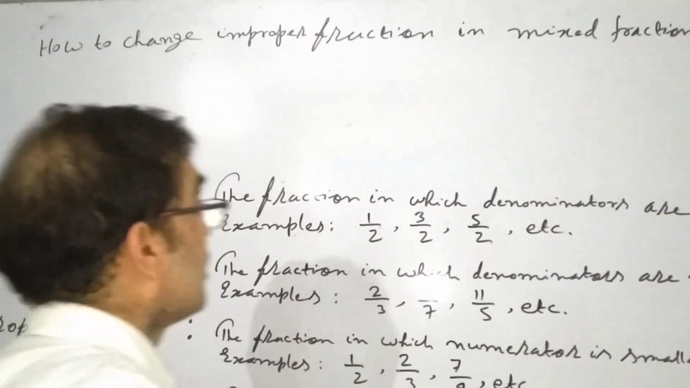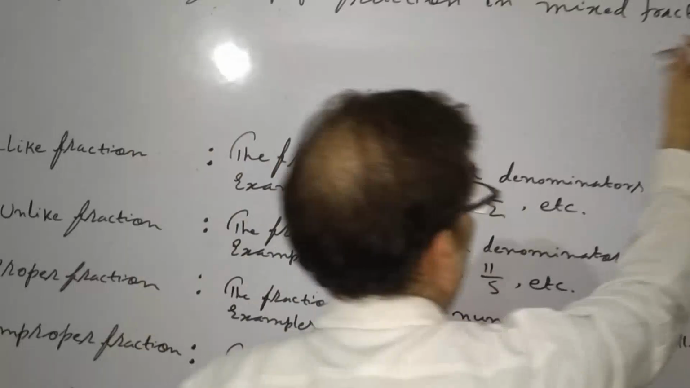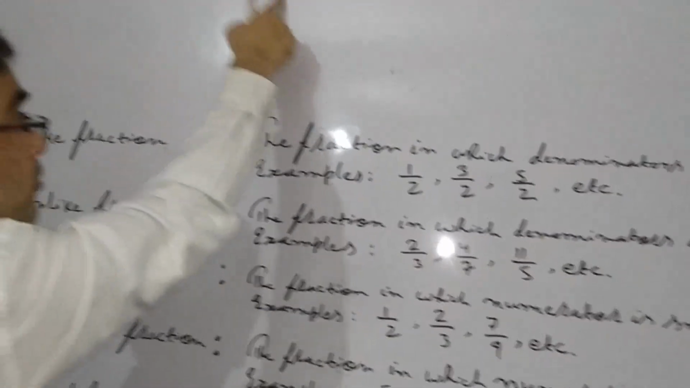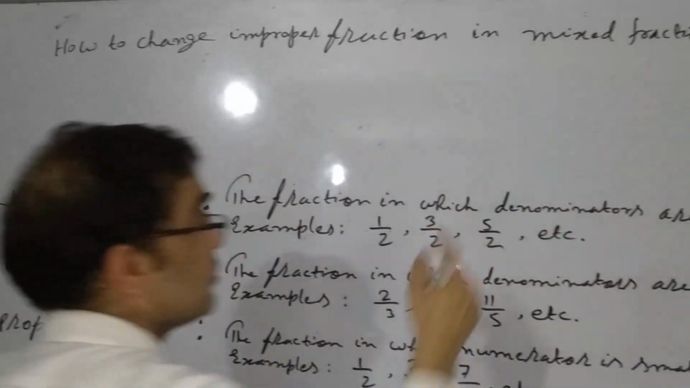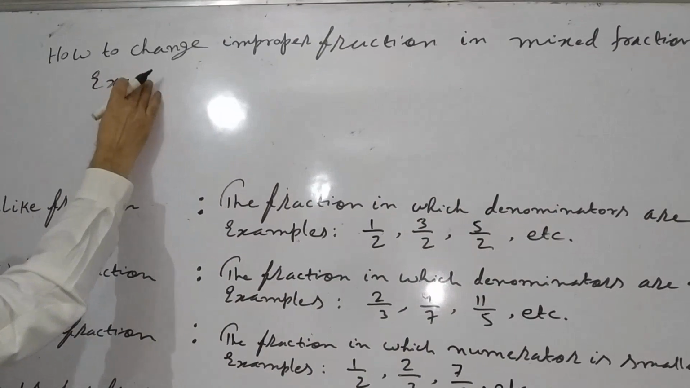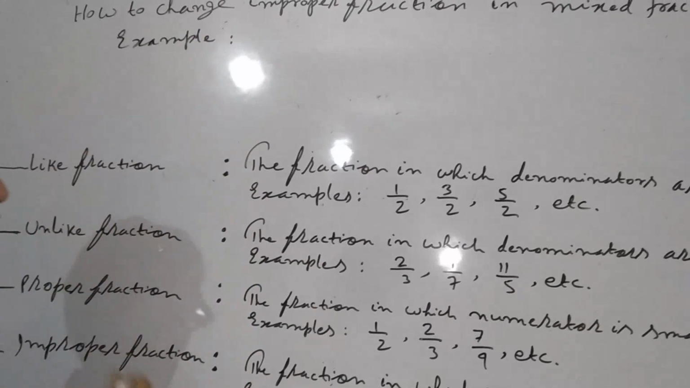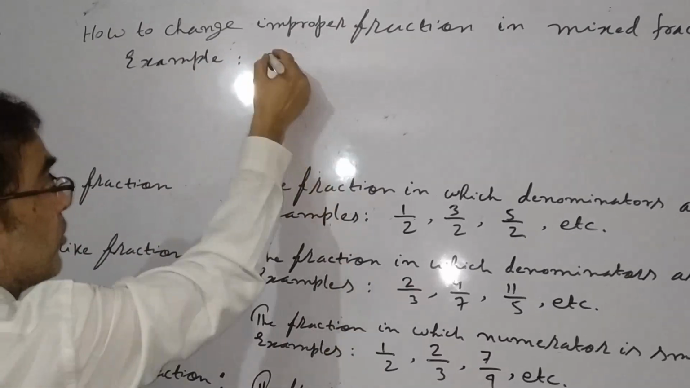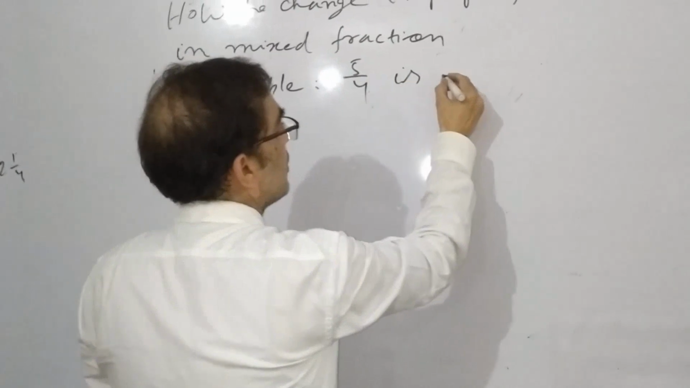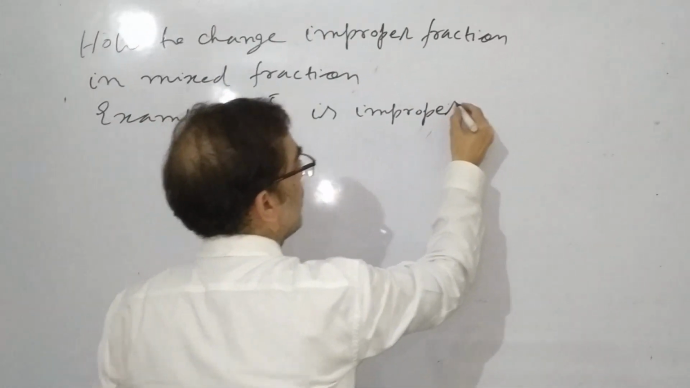I wrote how to change an improper fraction into a mixed fraction. Here there is a question. How to change an improper fraction into a mixed fraction? Example: 5 by 4. 5 by 4 is an improper fraction.